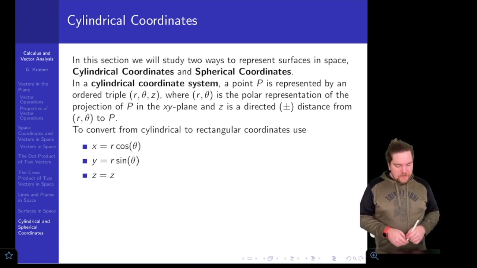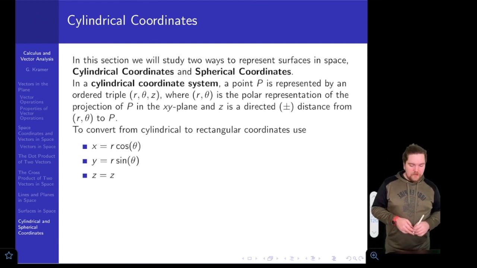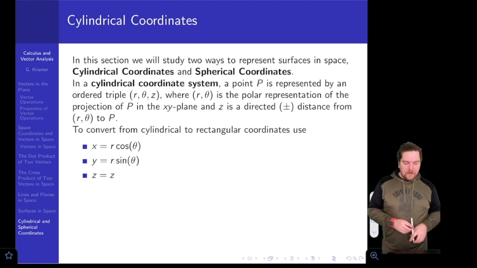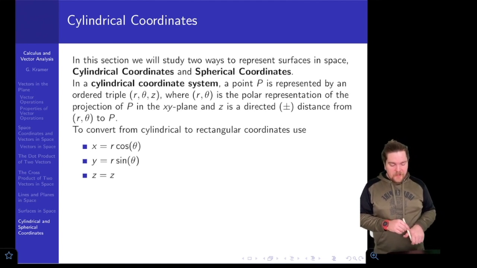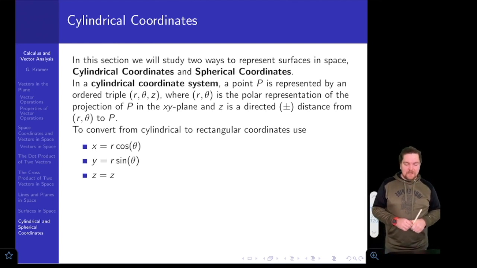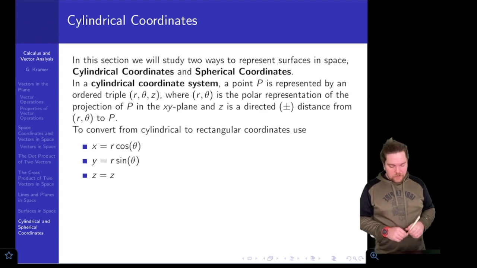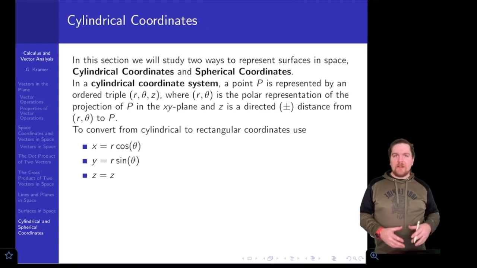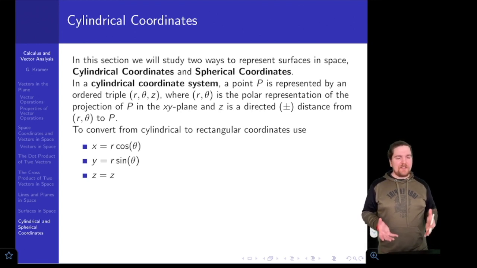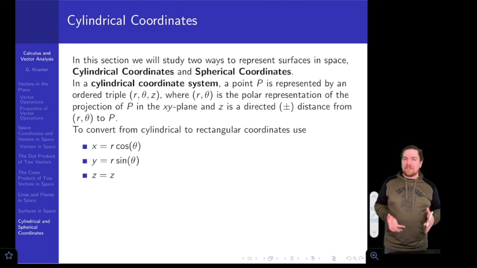So in a cylindrical coordinate system, a point P is represented by an ordered triple, r, theta, and z, where r theta is the polar representation of the projection of the point in the xy plane, and z is a directed distance from r theta to P. Let's try to make some sense of that. Just reading that paragraph, it might not be very intuitive, it might not make a lot of sense. I think we can explore this a little bit further.